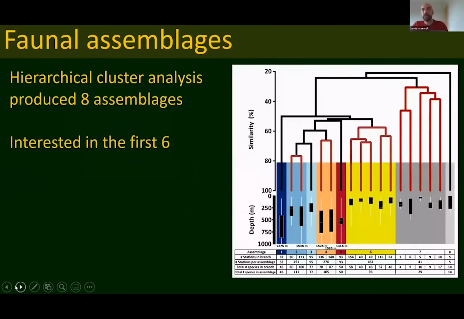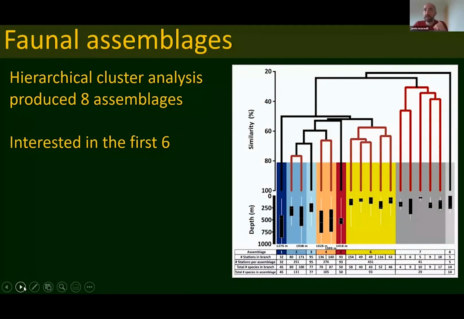Well, it produced 8 significant assemblages. We are only interested in the first 6, which are the colored ones on the left-hand side. The 2 on the right-hand side either had very low species numbers or very low sampling efforts, which we couldn't be certain that they weren't within one of the other groups. So we're just going to discuss the first 6.